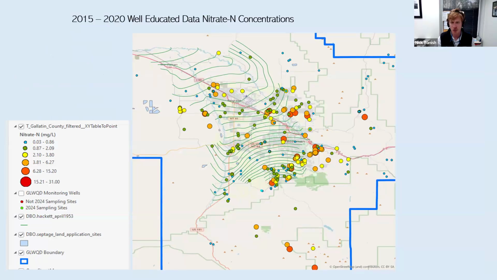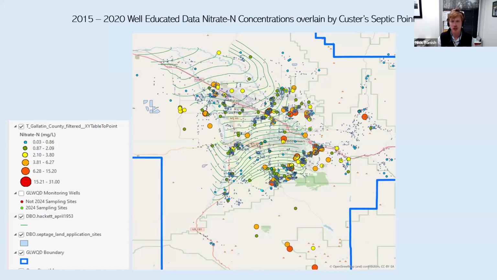Here's the map without the old septic systems. We put in a layer to show the density of septic systems reported by Custer in his spatial assessment of septic systems in the county. And honestly, it jumps out at you where these hotspots of nitrogen pollution are and how they correspond to locations of old septic systems in the county. So it's hard to say from these data alone that septic systems are not having an influence on groundwater.